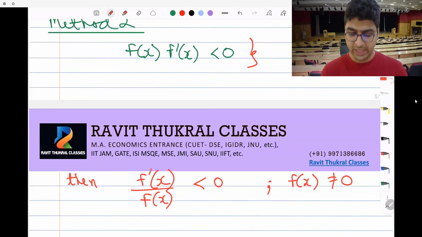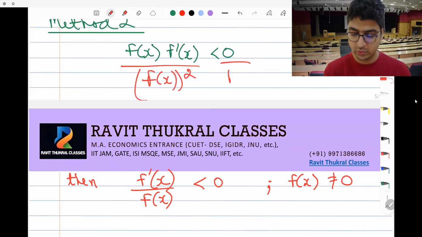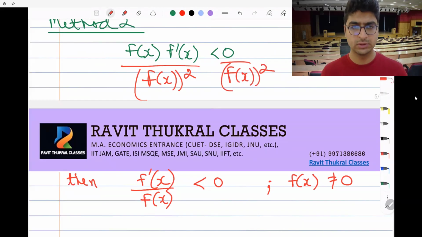Okay, so here we haven't derived anything, or what you can do is, let's say I'm doing this. I'm dividing by f(x) square both sides. Okay, then it works. All right. So now we are here.